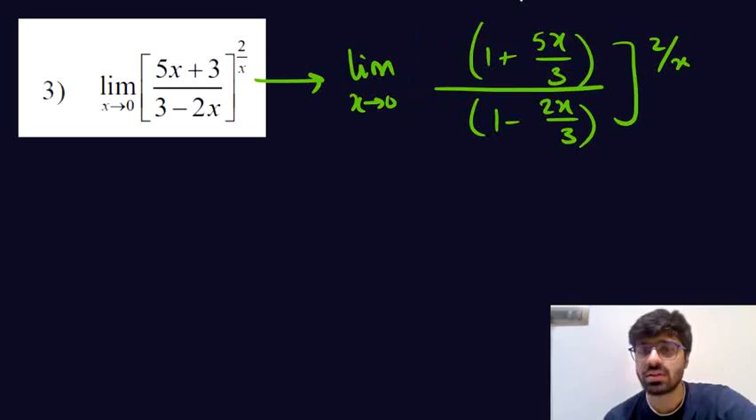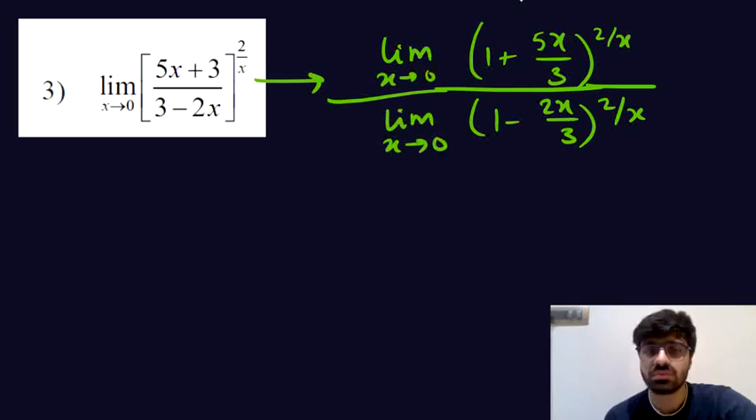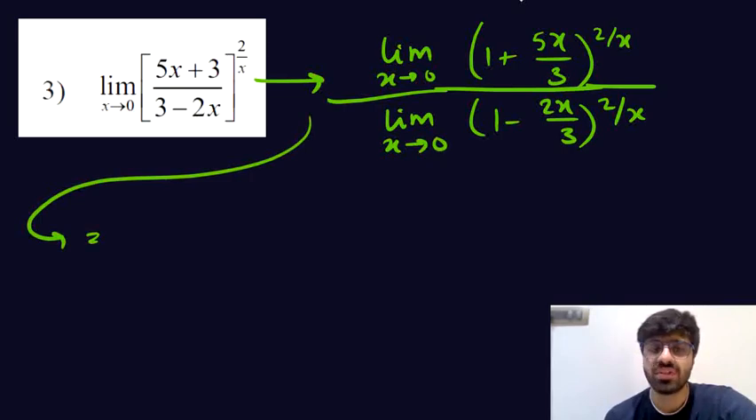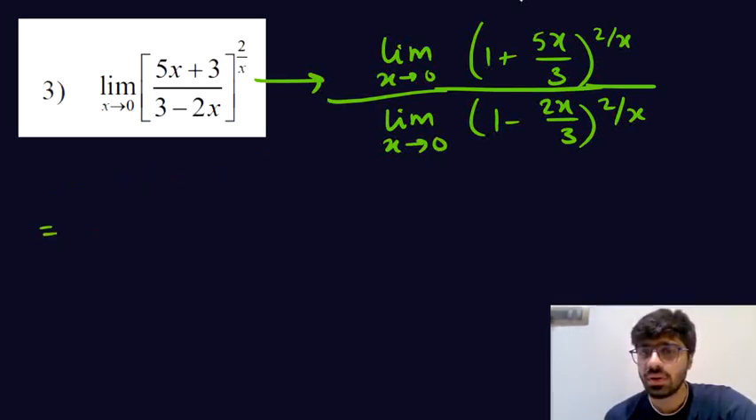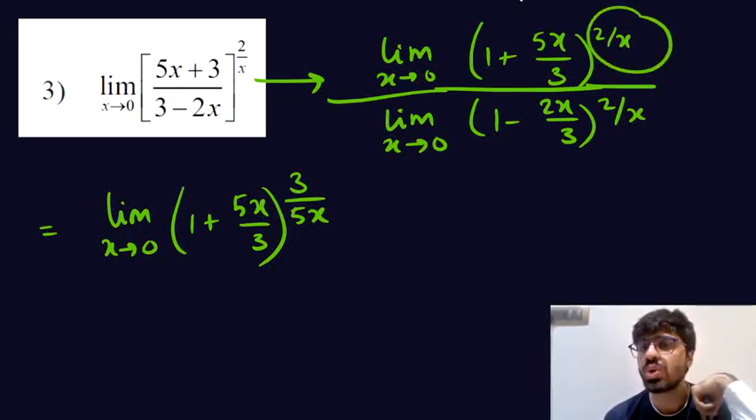3 gets cancelled. Separate the powers. So 2 upon x is the power of the terms in the numerator as well as denominator. Limit x tends to 0 goes to the numerator as well as denominator. If you simplify that further, in the numerator you can write limit of x tends to 0, see, it is 1 plus 5x upon 3. So we need the power as the reciprocal of this, that is, we need it as 3 upon 5x. But what was the power? It was 2 upon x.